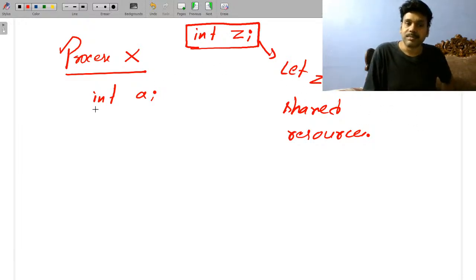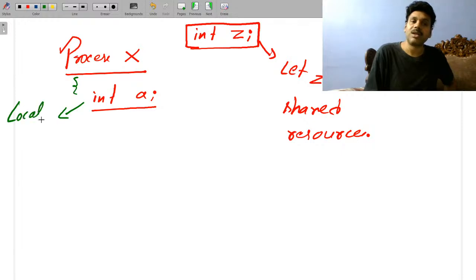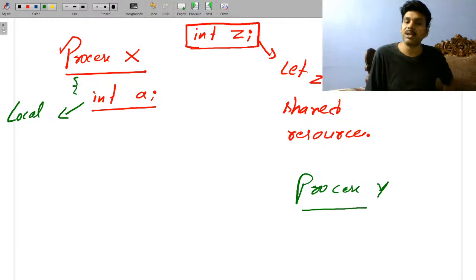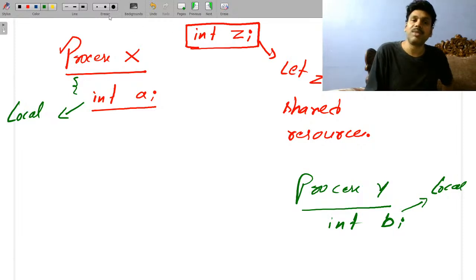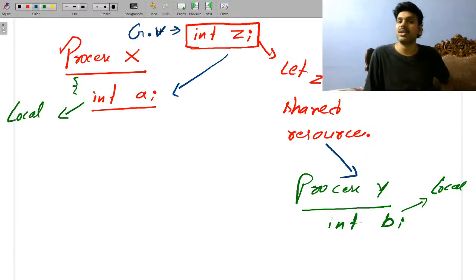Now you see there is int A, which is under the control of process X. This is local. That's not going to be accessed by any other process. Say there is a process Y, and here is int B. So B cannot be accessed by X and A cannot be accessed by Y, because they are meant only for local use. But you observe one important thing. This Z can be accessed here and Z also can be accessed here. This is your global variable, also called a shareable resource.